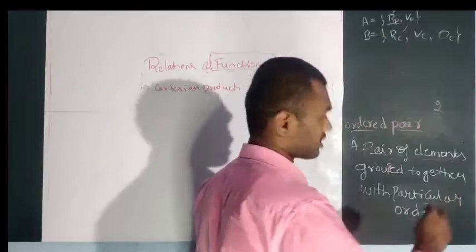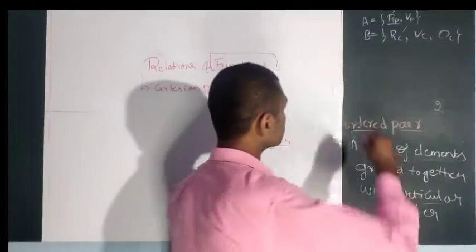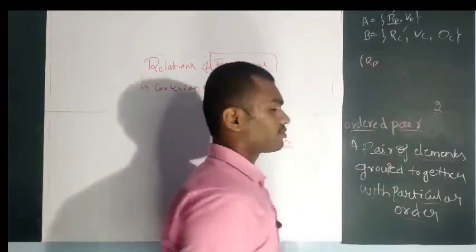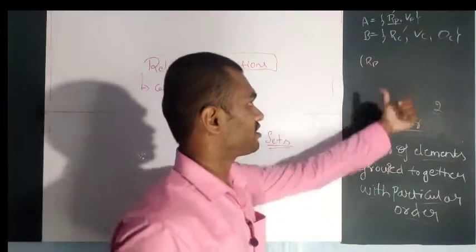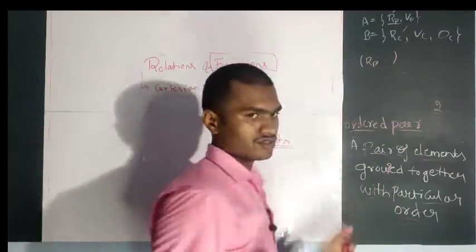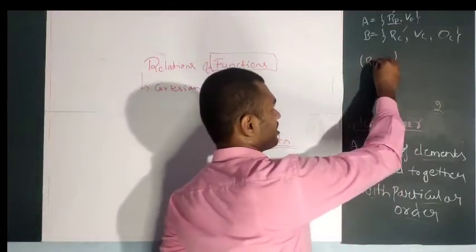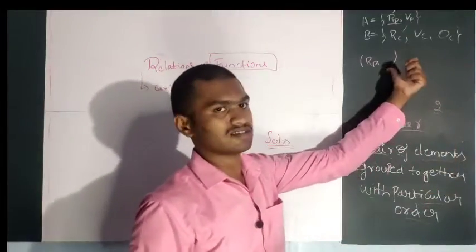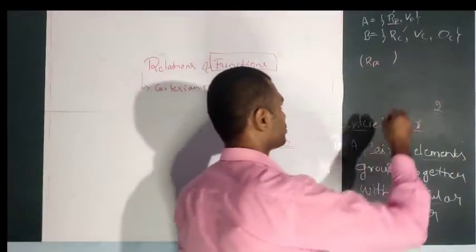So first we have taken that red pen. You need to be careful while writing an ordered pair. The elements should be enclosed by small brackets, and the two elements, that is the pair of elements, are separated by a comma. You should remember that.